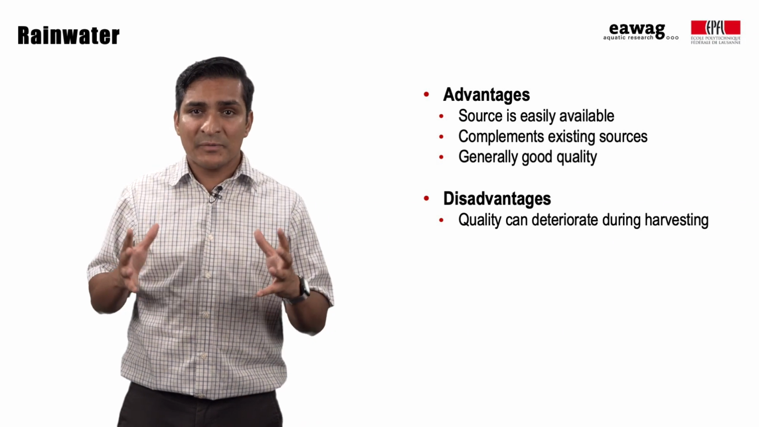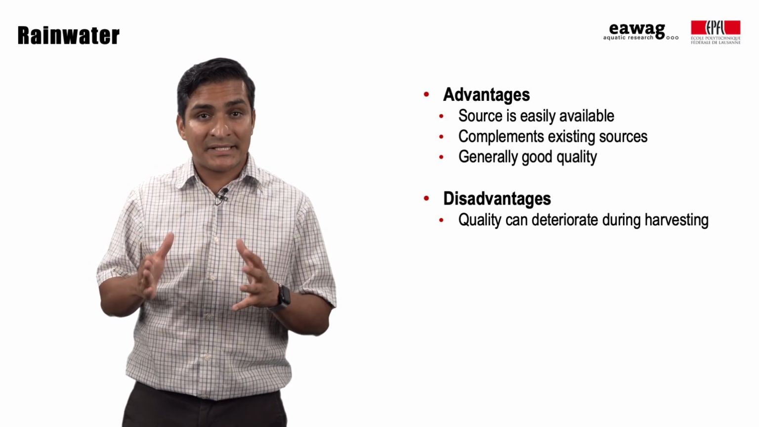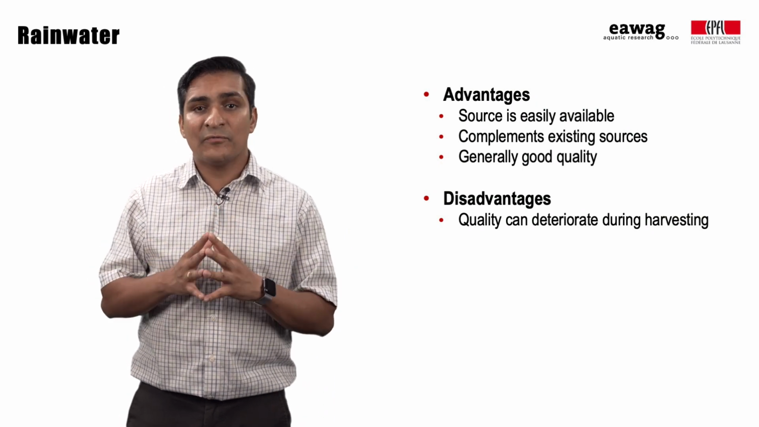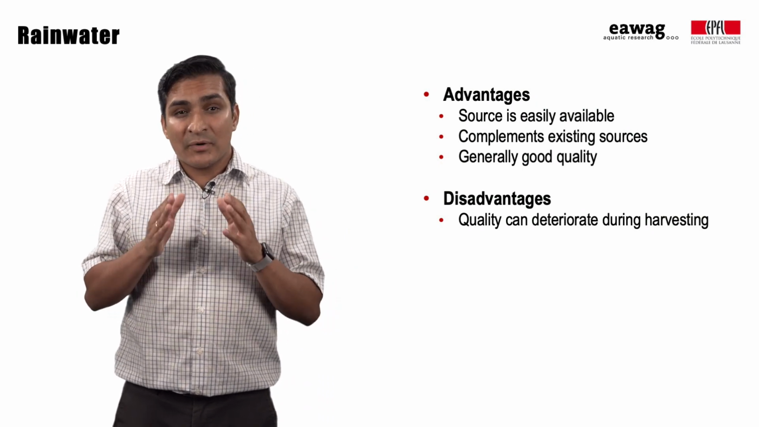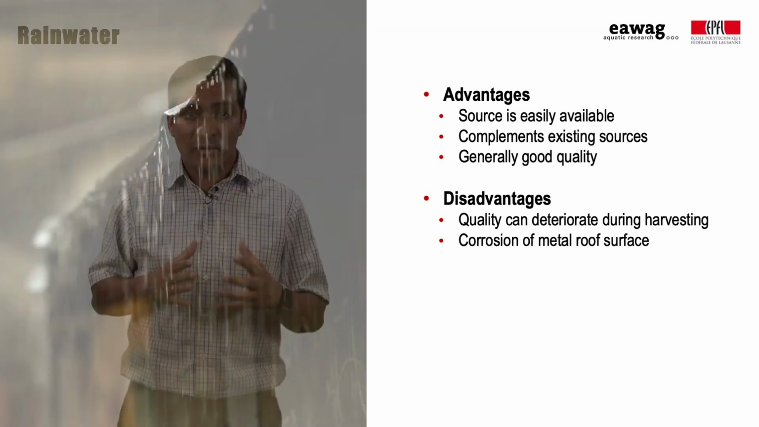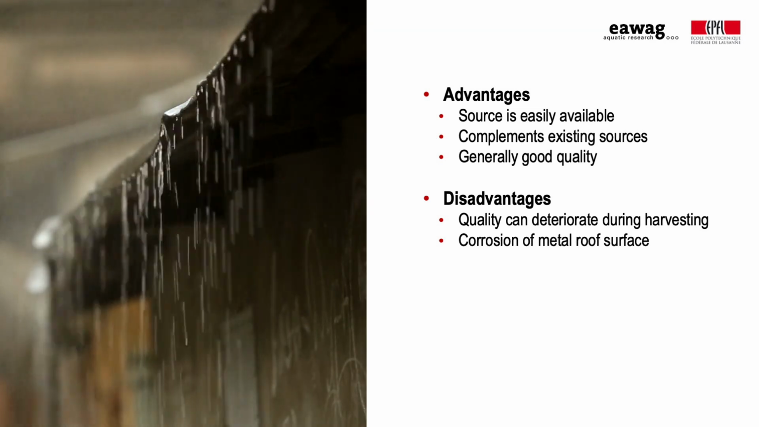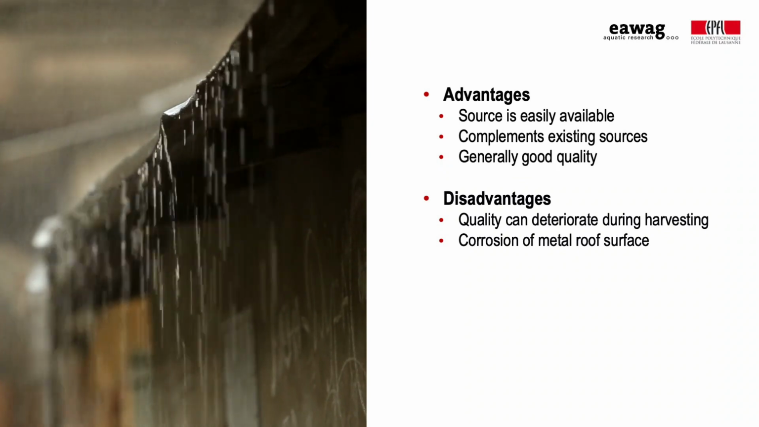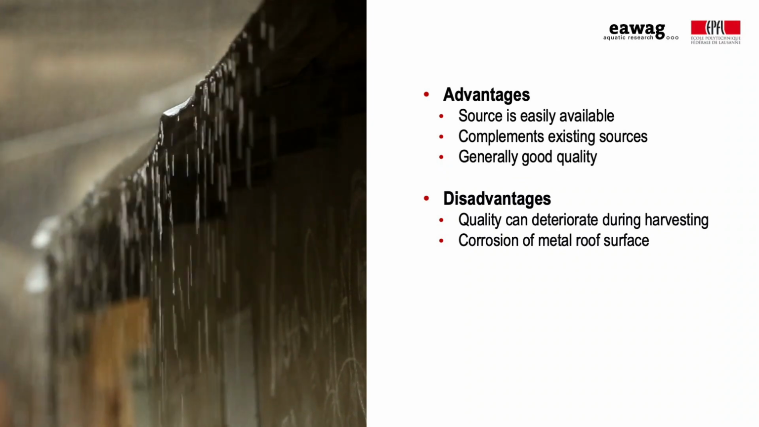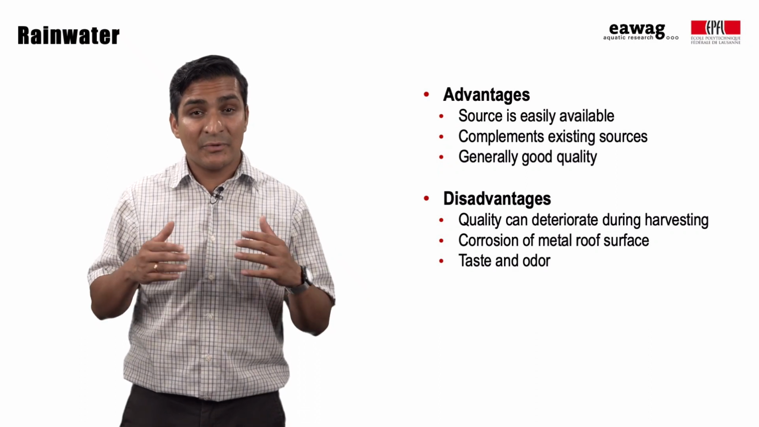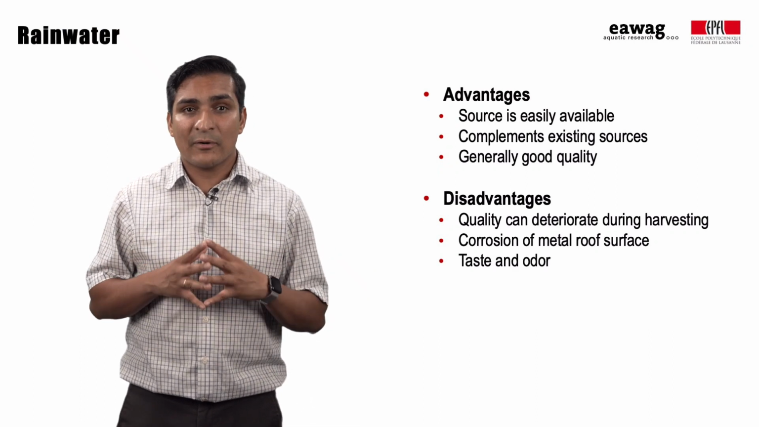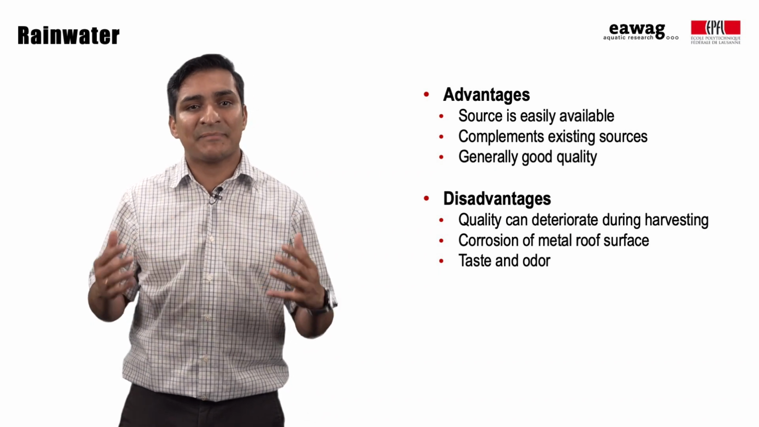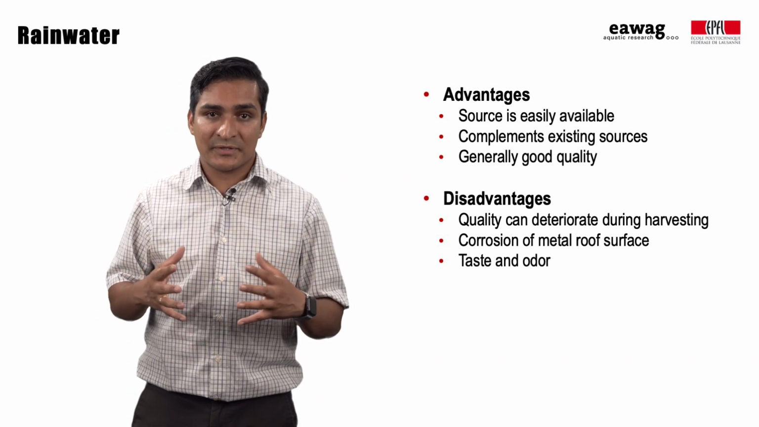Rainwater can also be slightly acidic because it interacts with carbon dioxide in the atmosphere to form carbonic acid. More acidic water can cause corrosion of metal roof catchment surface. Rainwater lacks minerals like calcium and magnesium and thus lacks a particular taste. During storage, rainwater can also develop taste and odor, which may negatively affect its acceptance as a drinking water resource.